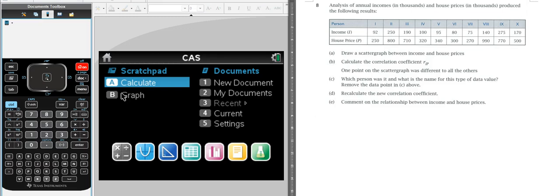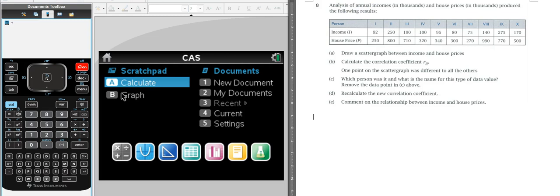Okay, so let's look at question 8. Analysis of annual income in thousands and house prices in thousands produce the following result. Question A: draw the scatter graph between income and house prices. So how are you going to draw out this scatter graph? Please remember, if they ask you to draw, please do not use the calculator to draw, but instead use graph paper to show the scatter plot.